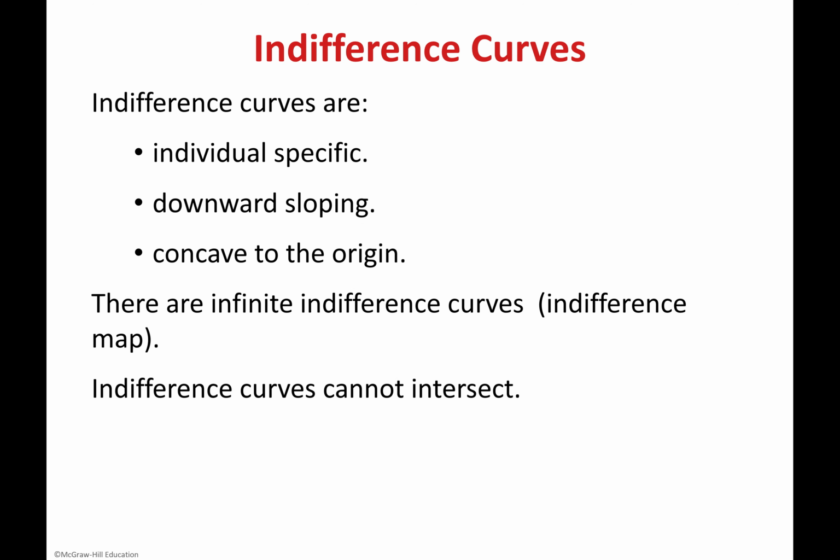One thing about indifference curves is they're specific to the individual. They're always downward sloping because as we give up one good, we're going to substitute it for the other good. And they're always concave to the origin, meaning as we give up more and more of one good, we're going to need increasing amounts of the other good to make us indifferent. There are an infinite number of indifference curves, and they define what we call the indifference map. As they're different levels of happiness, those indifference curves cannot cross. They are what we call a unique mapping.